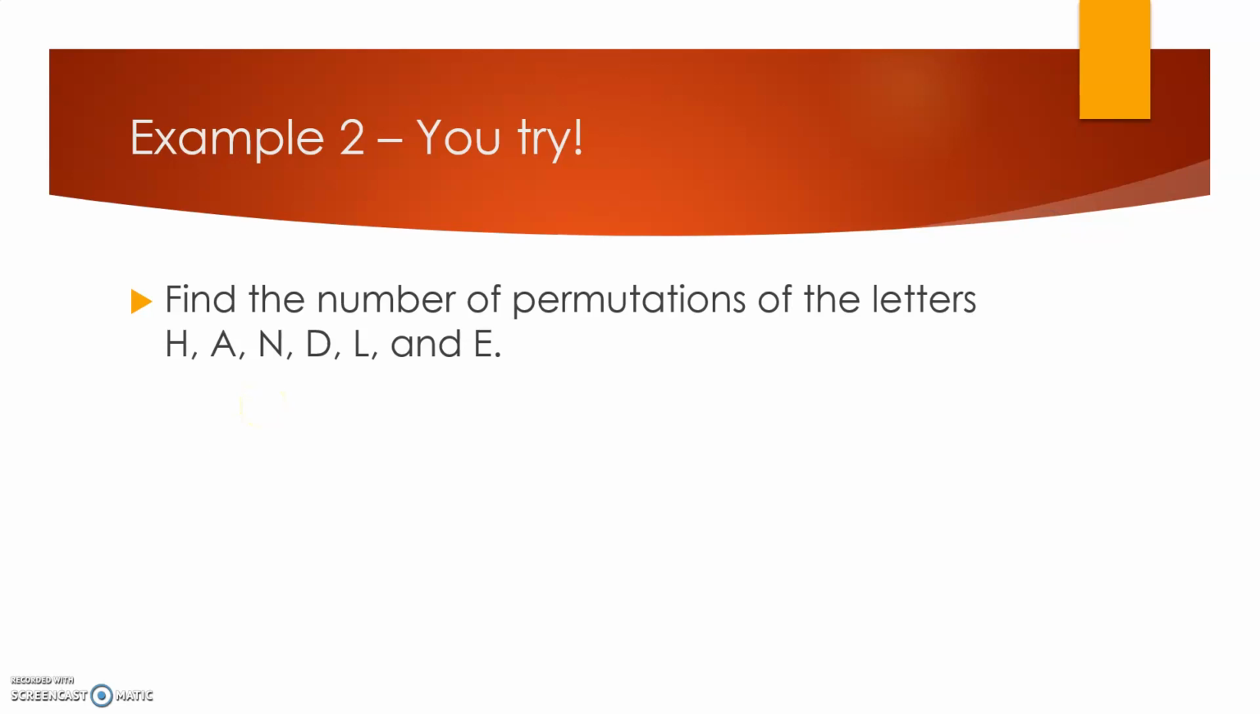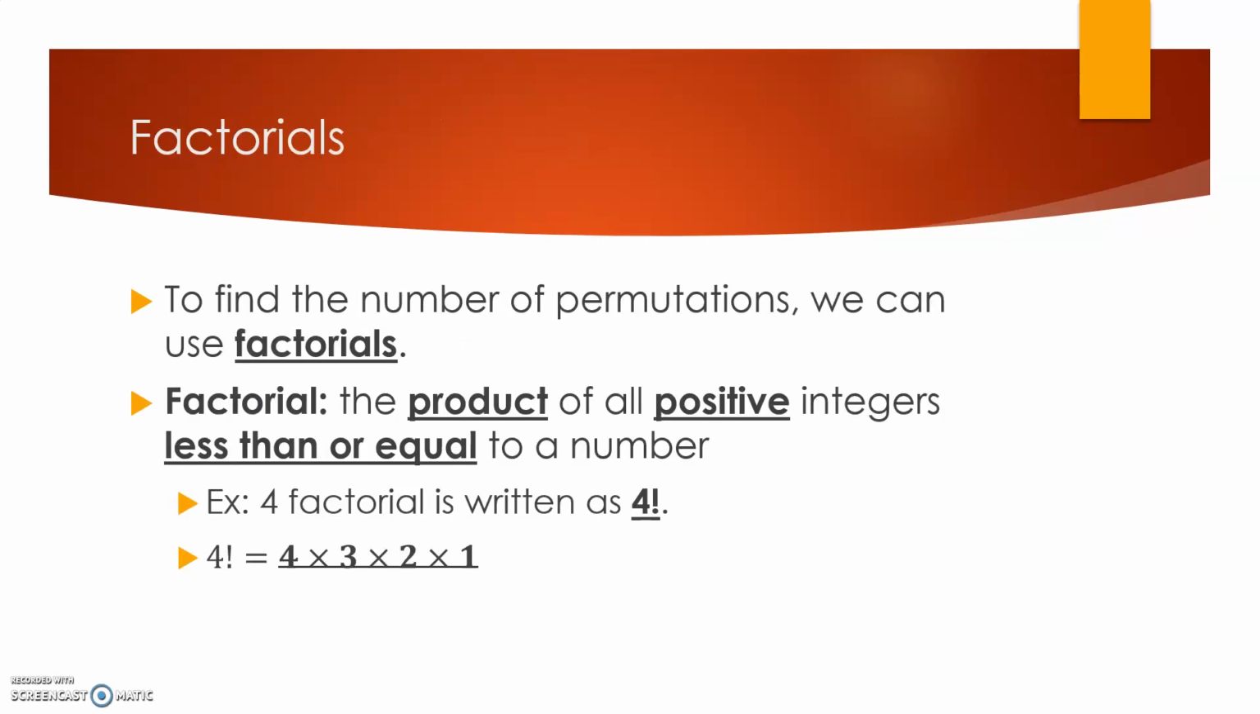So I'm going to show you a trick. Trick, because that's the word we were changing the permutations of. To find the number of permutations, we can use factorials. So factorial is the product of all the positive integers less than or equal to a number. So if I said find 4 factorial, we use the exclamation point to write factorial.